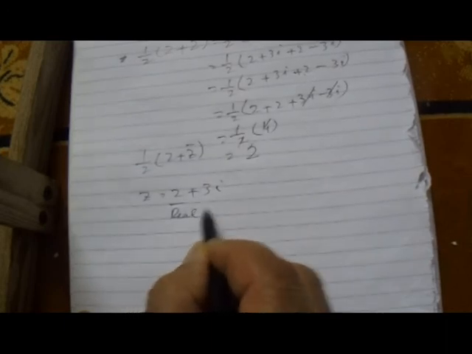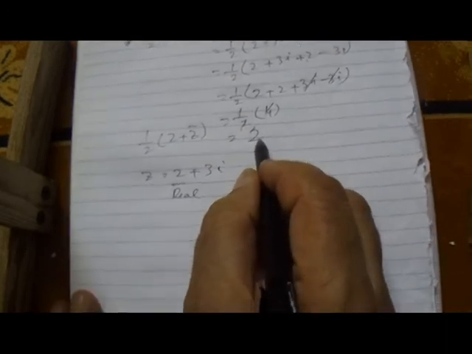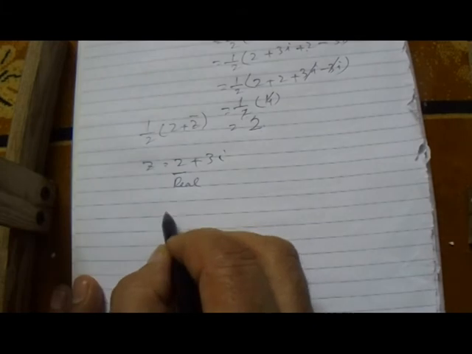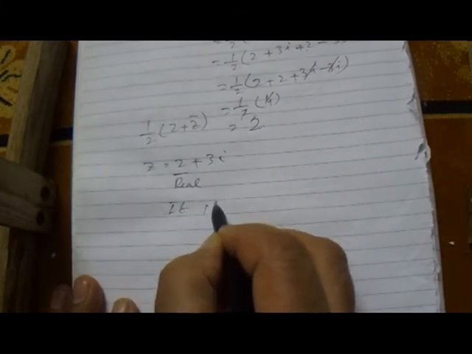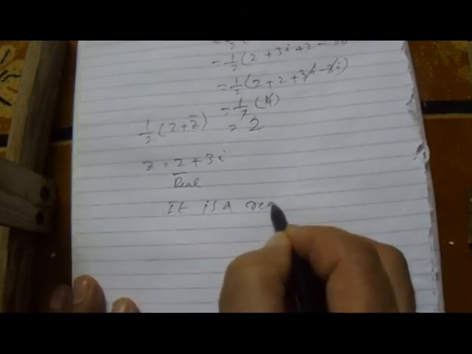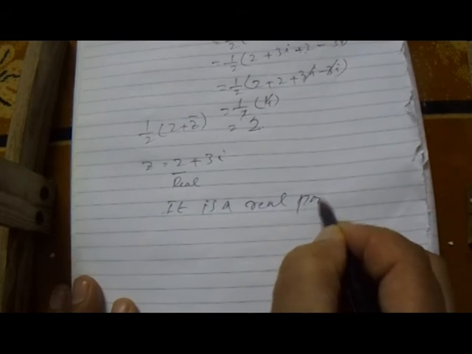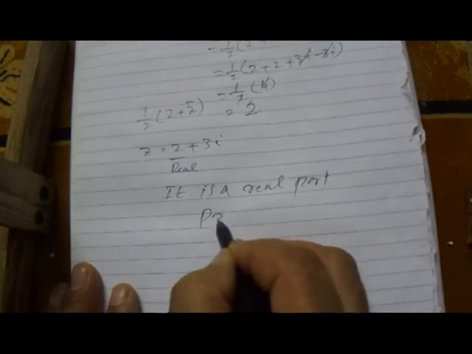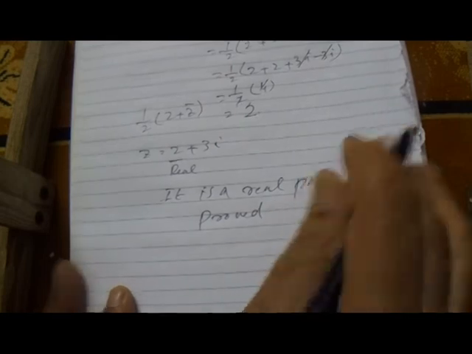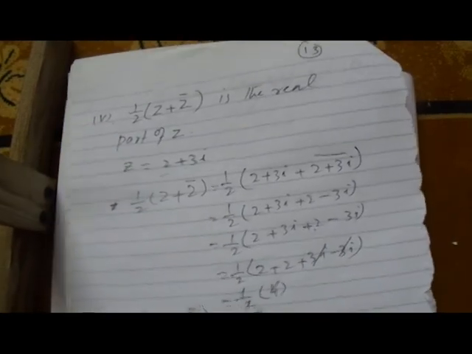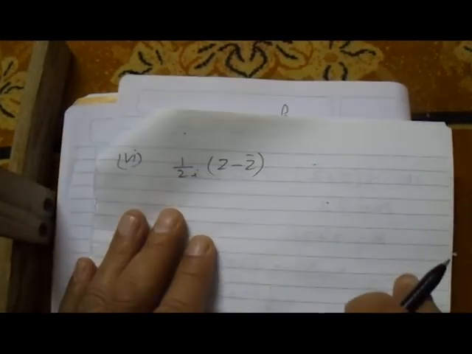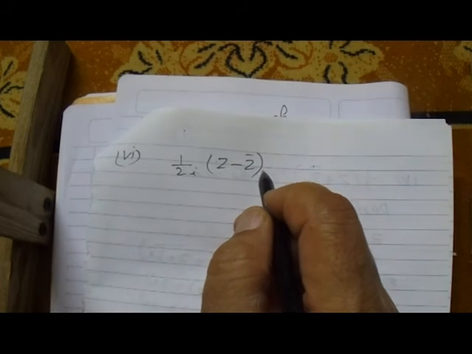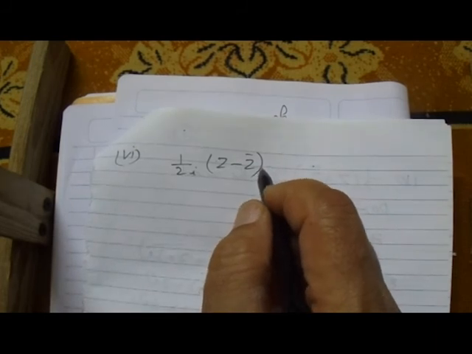This is the real part. Now again we get real part. It is also real part. This proved. Now again the next, 1 over 2 iota and z minus z bar is the imaginary part.